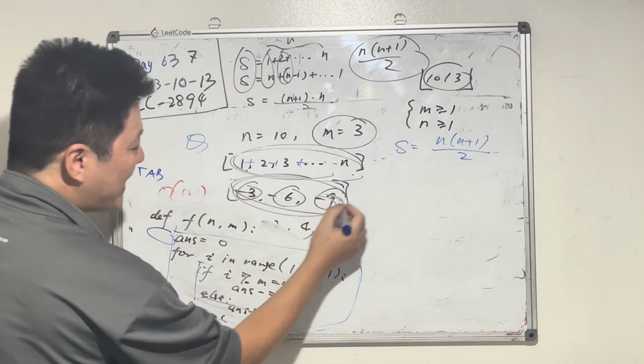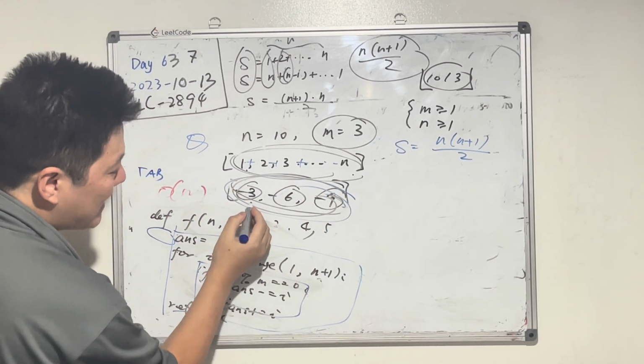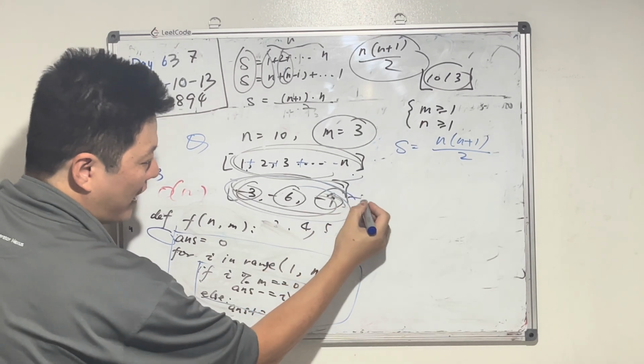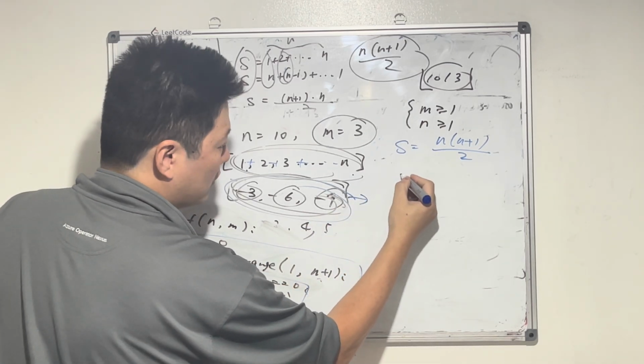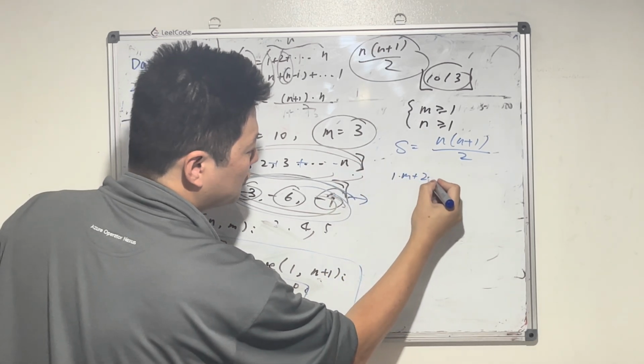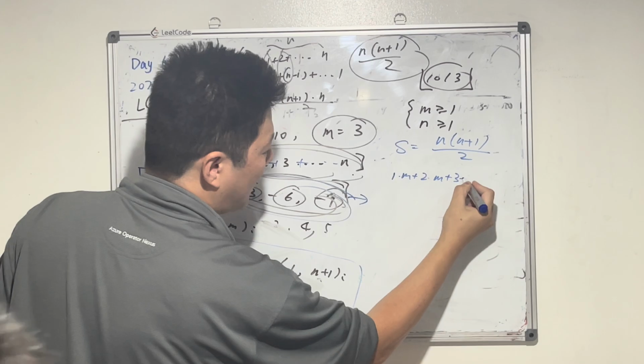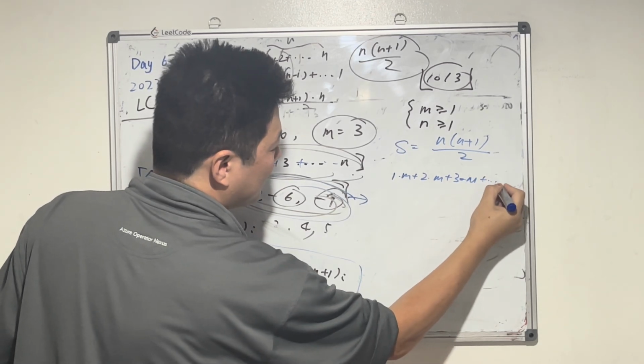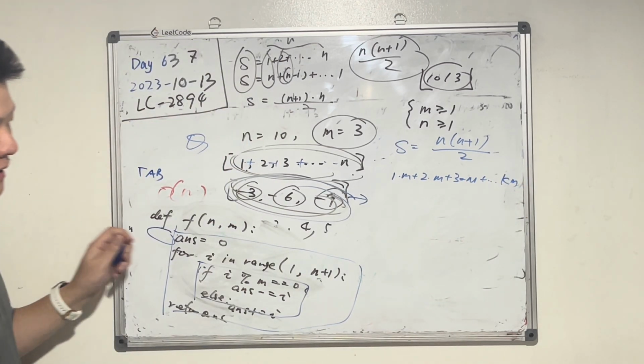Okay, so let's make this look more complicated than it actually is. This one, let's say, is 1 times m plus 2 times m plus 3 times m plus till k times m, okay? Right?